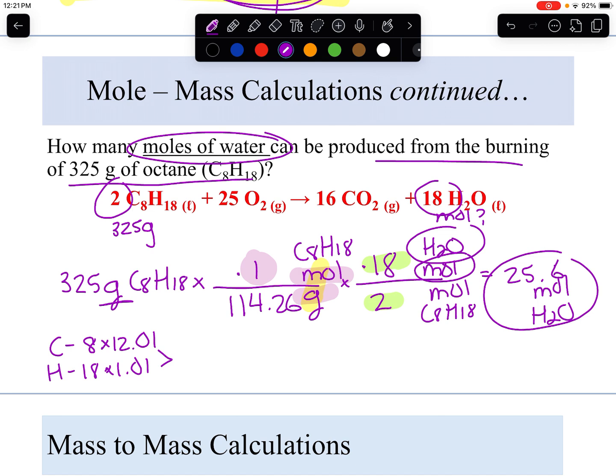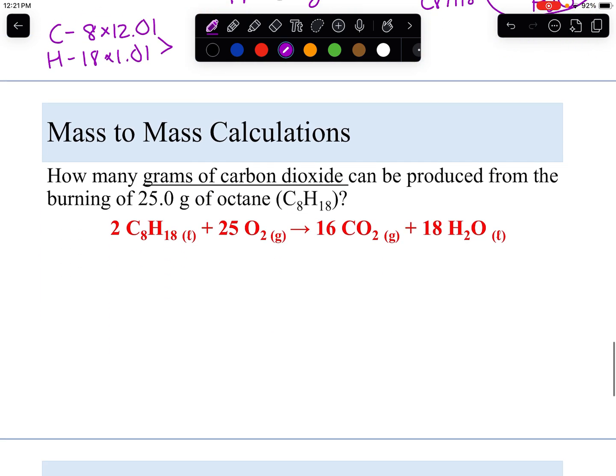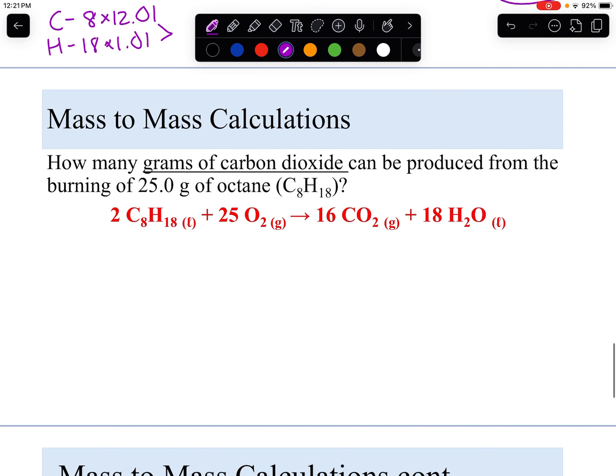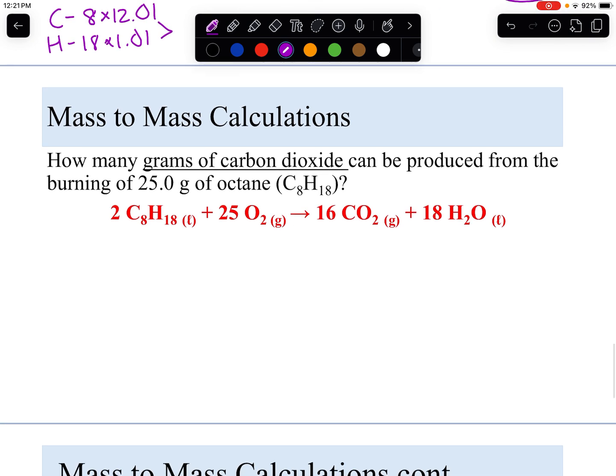Now, if it asked us to go to grams of water, we'd do one more step and go right to grams, which is actually what I'm going to show you in this next problem. So we have a mass to mass, okay? So how many grams of carbon dioxide, grams of CO2, can be produced from burning 25 grams of octane, okay?